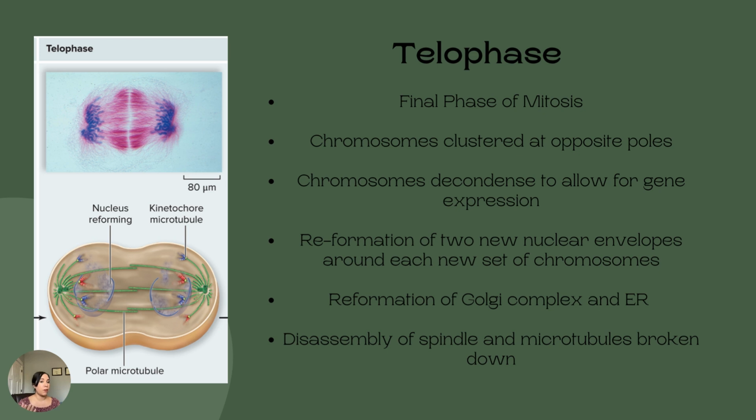But as that's happening, there are things that need to occur in each separate cell for you to have one, right? So for the final stage, you're going to have that nucleus reform. You're also going to have the reformation of your Golgi apparatus and your endoplasmic reticulum. And chromosomes decondense also, because they need to allow for gene expression. Lastly, you need your spindles and microtubules to break down, so you're going to have the disassembly and breakdown of your spindle and microtubules. But again, the reformation of the organelles that I just mentioned.